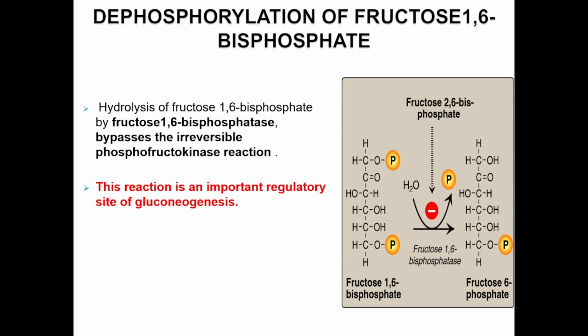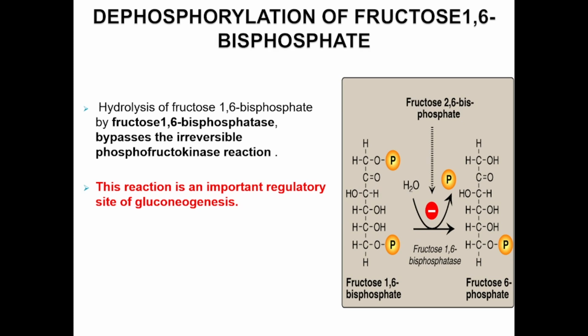So, as I said before, to convert fructose 1,6-bisphosphate to fructose 6-phosphate, the second irreversible reaction, you need fructose 1,6-bisphosphatase. So this will release a phosphate group, and then you will get fructose 6-phosphate. This is an important regulatory site of gluconeogenesis.